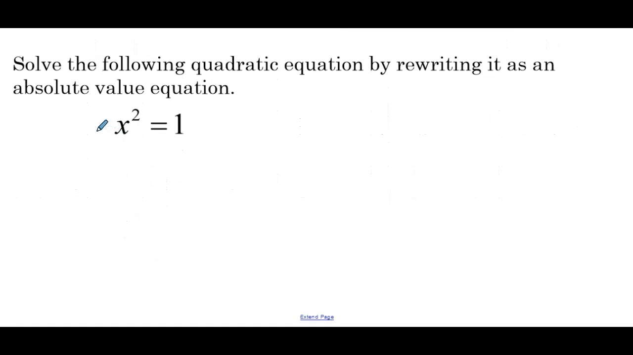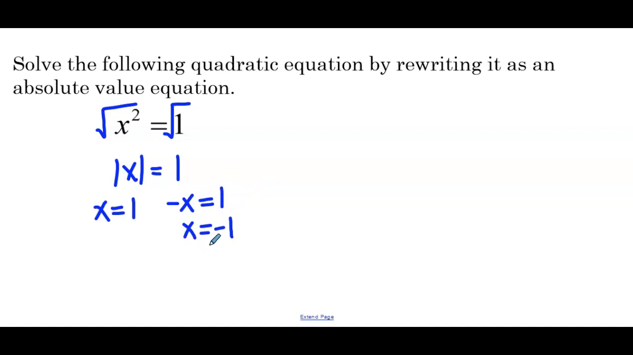Okay, so we're going to start by taking the square root of both sides. So we have the absolute value of x equals 1. So that means either x equals 1 or the negation of x equals 1, and that means x equals negative 1. So our solution set would be negative 1 or positive 1.